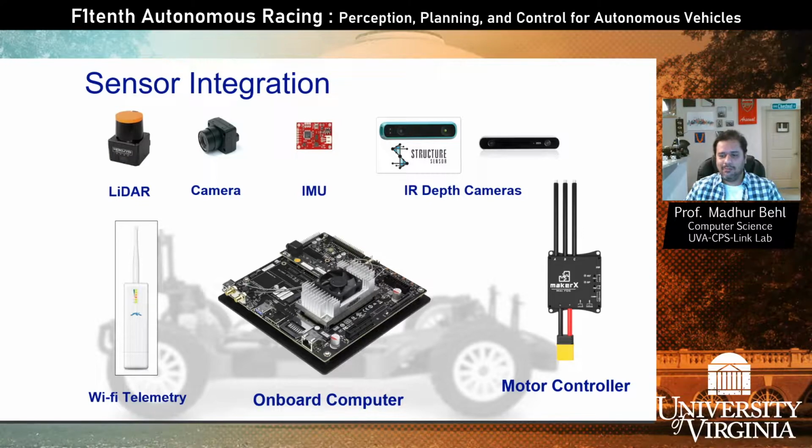Like I said earlier, we replaced the stock electronic speed control with our own custom motor controller, which is actually borrowed from the world of electric skateboards. So it's able to very precisely control the brushless DC motor. And every car has its own Wi-Fi telemetry antenna as well, so it can broadcast data in real time to a remote machine for visualization and debugging.